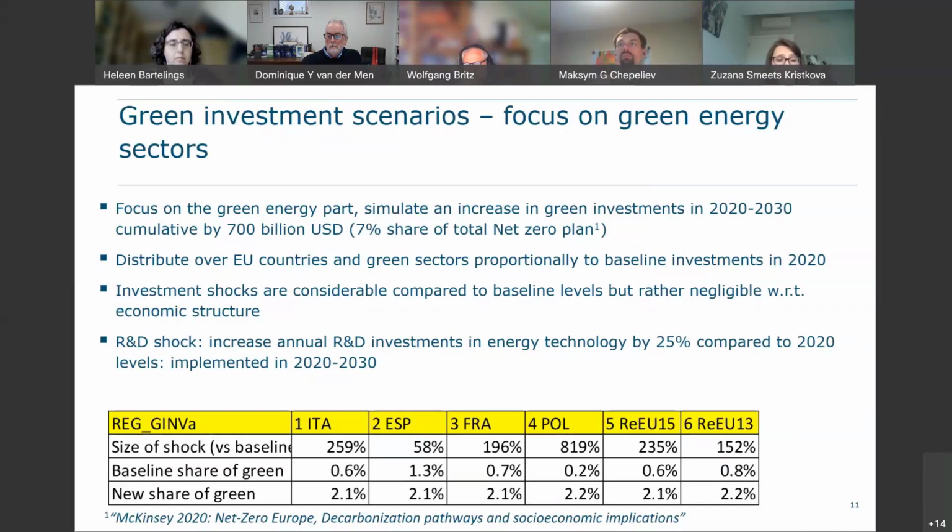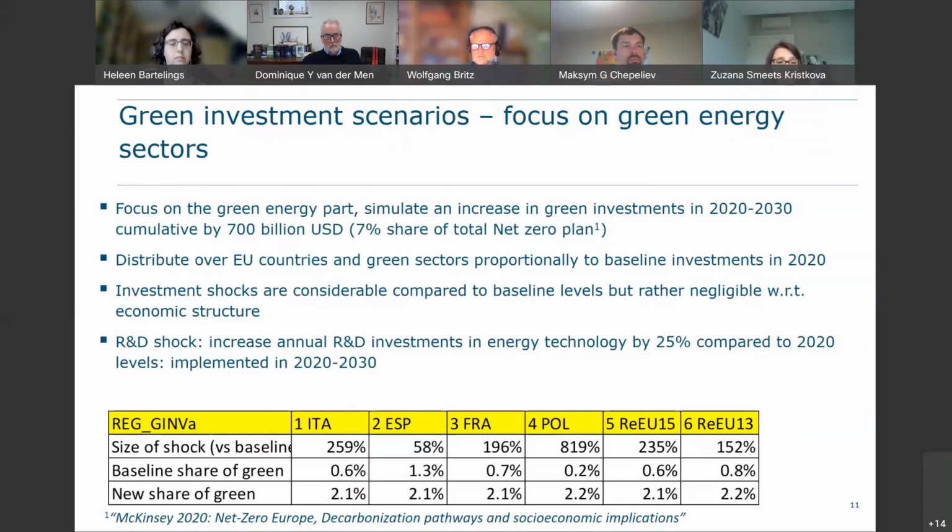So we are increasing investments by 200% or 800%. But because these sectors are still quite small, the share of green investment in the economy is around 1%. So that does not represent a very huge intervention in the model. After the simulation, we bring the share of this green economy to 2%. So that's about the size of the shocks we are implementing.